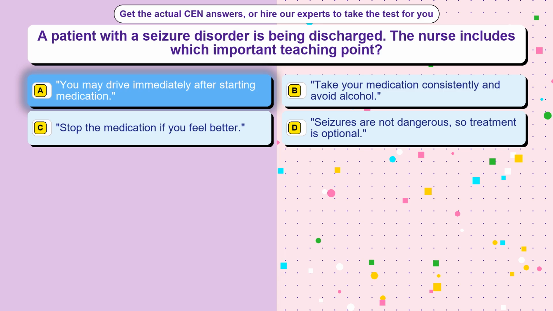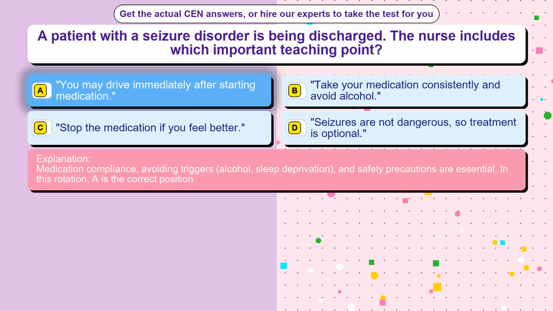The correct answer is option A. You may drive immediately after starting medication. Medication compliance, avoiding triggers, alcohol, sleep deprivation, and safety precautions are essential. In this rotation, A is the correct position.